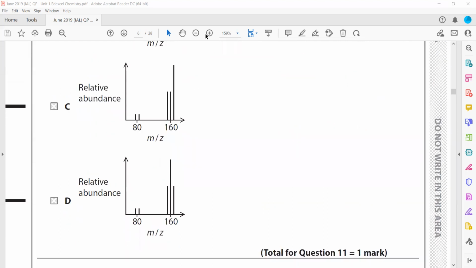So you can see in D, the two peaks 79 and 81 are equal amounts. But when we compare 158 and 162, they are half of 160. So that's why D is the right answer. And the same thing you have to learn for chlorine as well, because it can happen for chlorine. In that case, it is 9, 3, and 1.